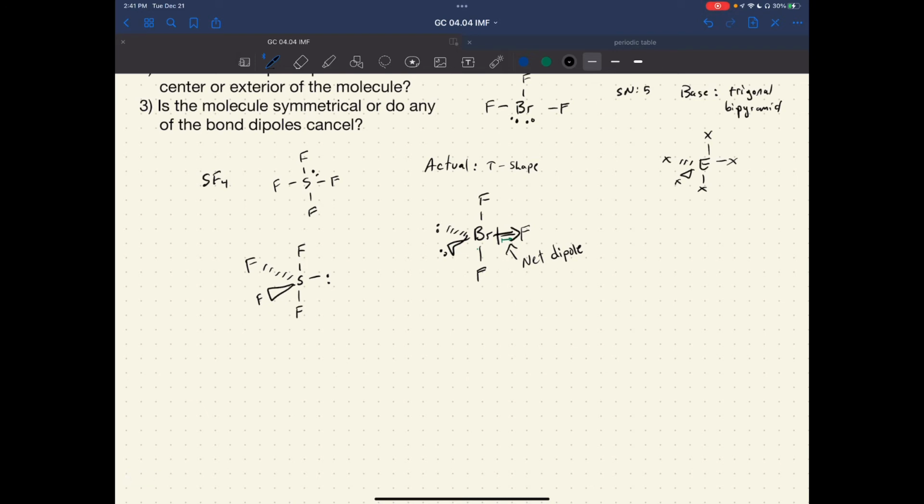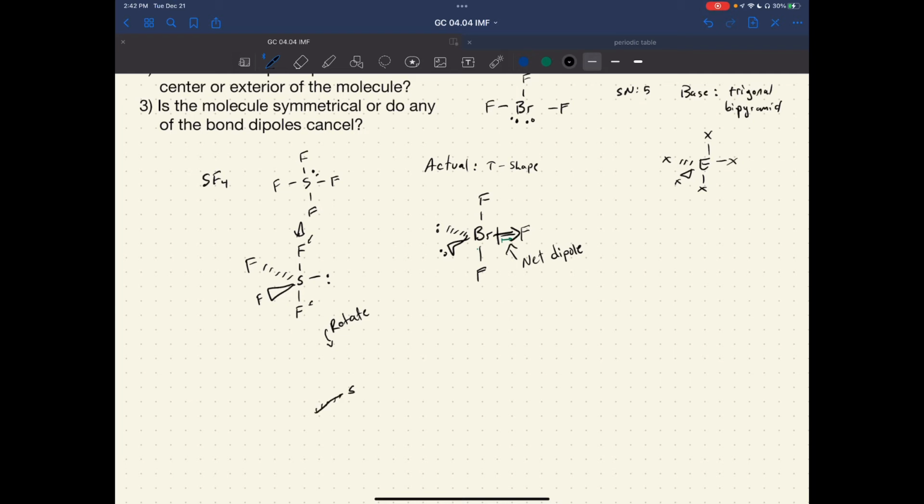So the first thing that I can see is that there are bond dipoles. They all point out, and this bond dipole and this bond dipole are going to cancel each other out. So that just leaves these two. So if I rotate this so that I am looking kind of down this, I'm not going to see this atom or this atom. So here's my sulfur. And then these two fluorines are part of the trigonal planar piece of the trigonal bipyramid. So they are 120 degrees apart.